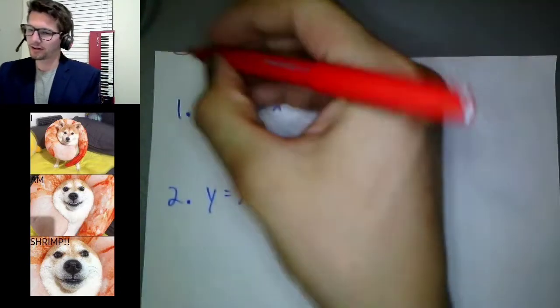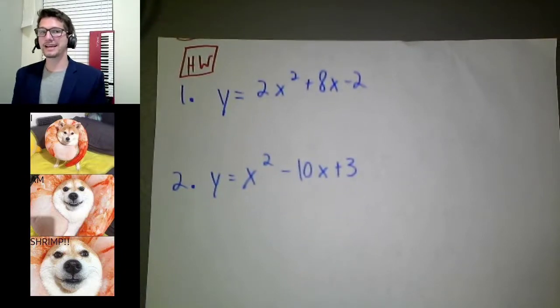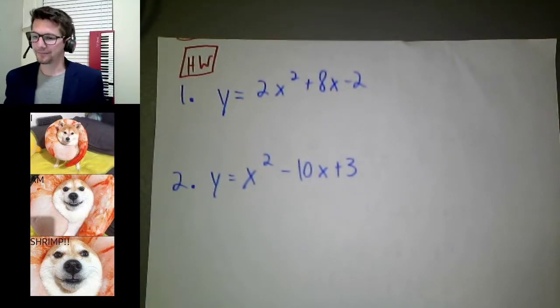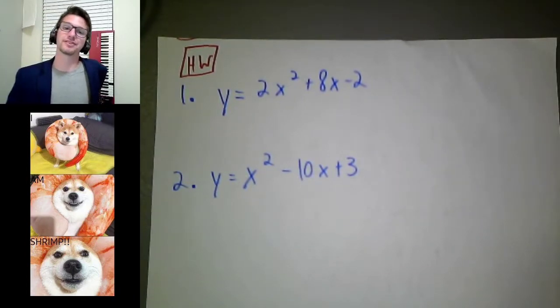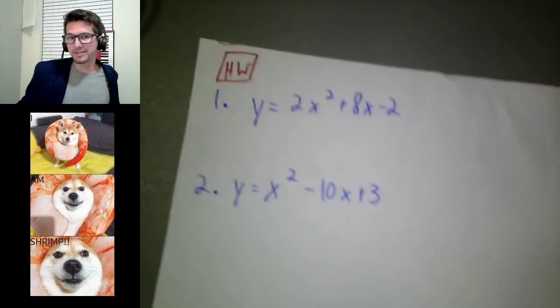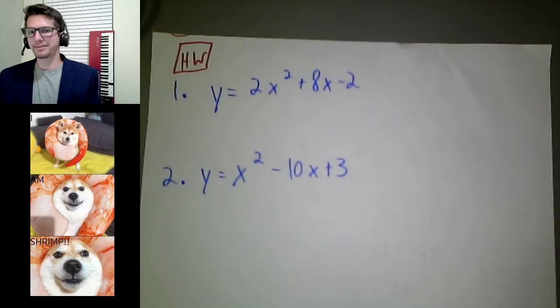Here are your 2 homework problems. So do the exact same thing I did. Find your h, find your k, plug it in to get vertex form. For both of these problems, I didn't make them too hard. So if you have any questions, just get up with me.